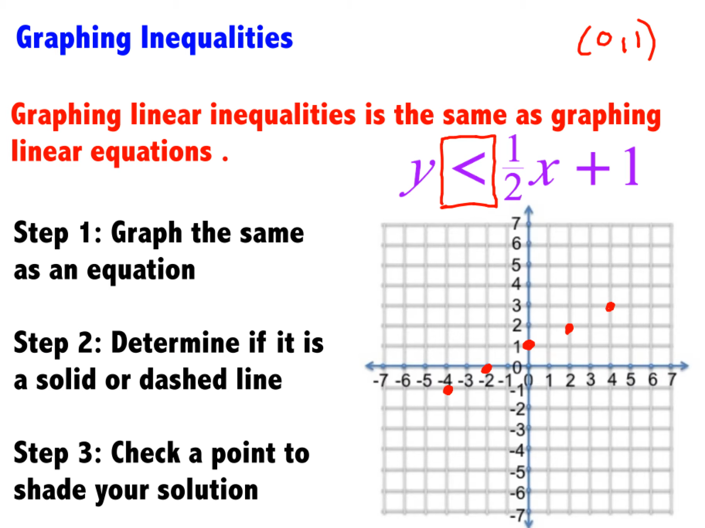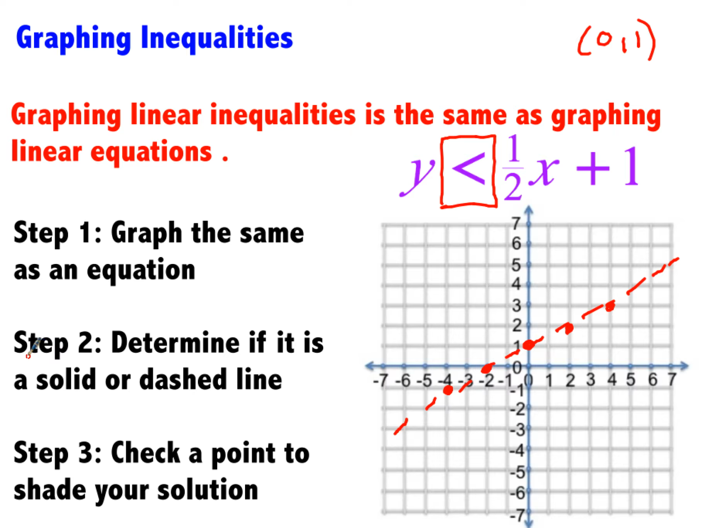So I have my points. I need to look: do I have a solid line or a dashed line? Because it's just y is less than this line, and there's no or equal to symbol, this line is going to be a dashed line because it's not part of the solution. So I just dash it instead of making a solid straight line.